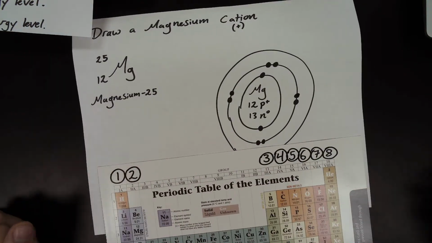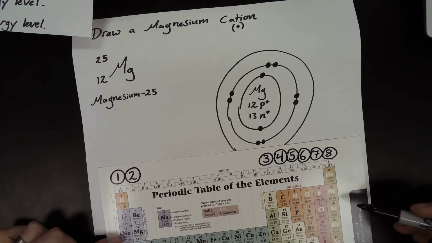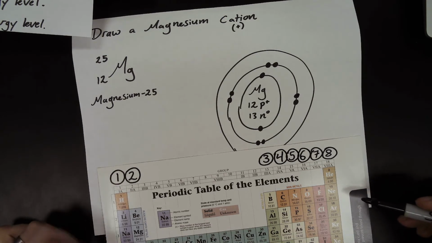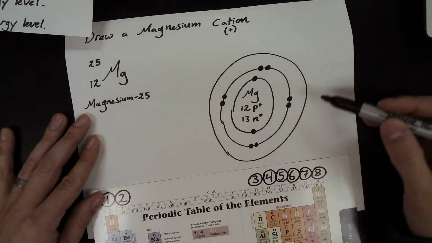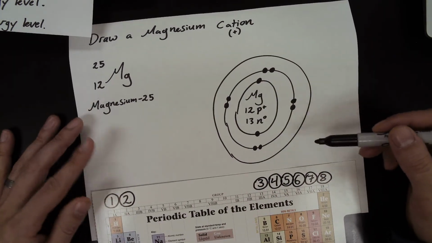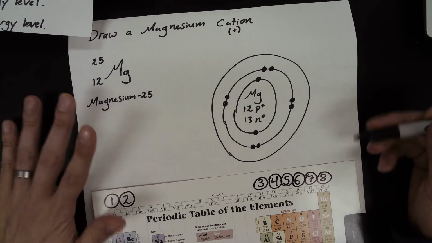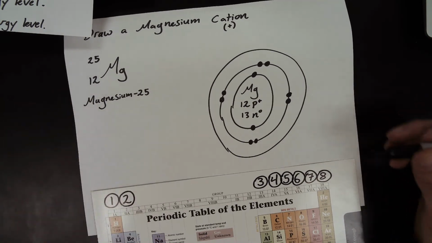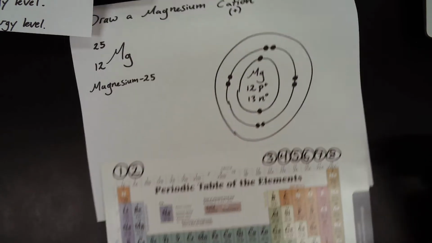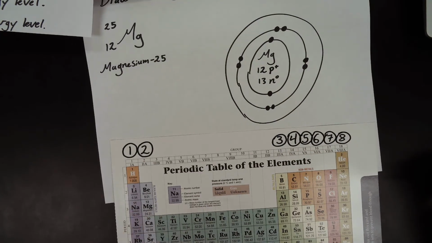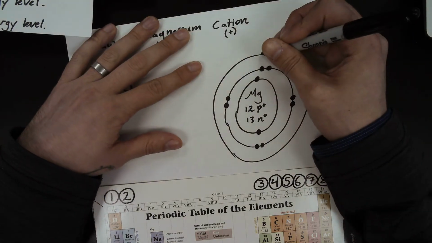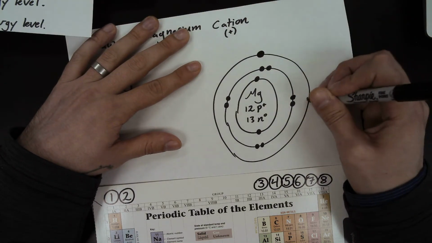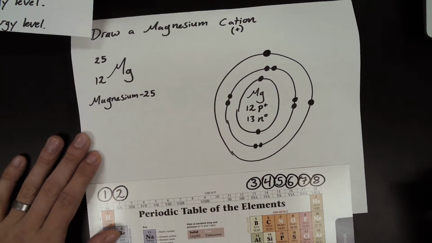Okay. Now we're down to the third energy level, the third row, the third period, I should say, of the periodic table. And that corresponds with the third energy level of our magnesium atom. It also turns out to be our valence energy level. So let's add our valence electrons, our outermost electrons. There's 2 spaces in that valence energy level. So let's go ahead and put those there. There's 1 electron, 2 valence electrons right there.